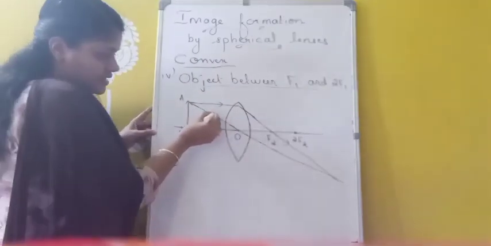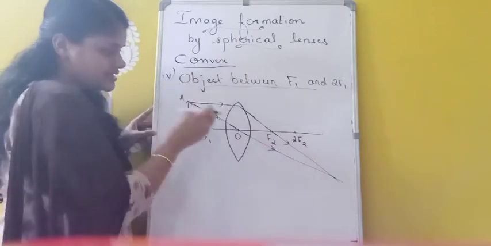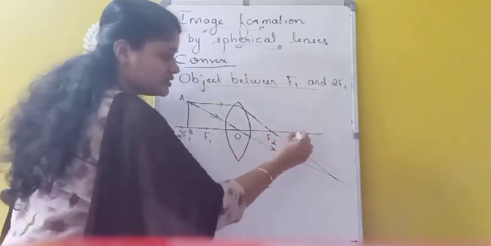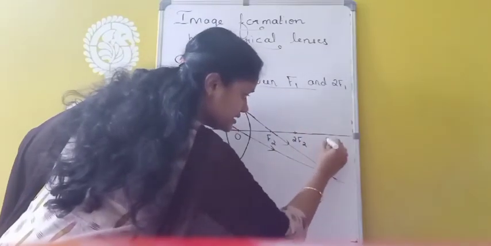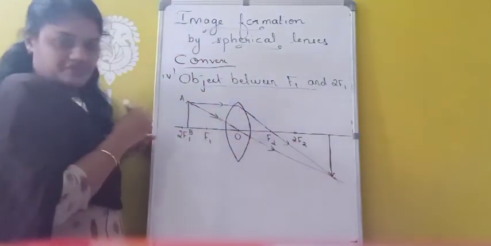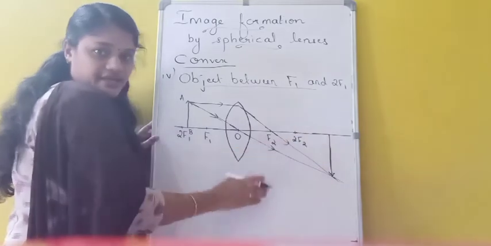Passing through optic center will not undergo any deviation. It is going straight like this. And both the light rays are meeting at a point beyond 2F2. That means this is 2F2, and beyond 2F2 both the light rays are meeting. So the image we are getting beyond 2F2. And we are getting the image below the principal axis. That means it may be an inverted image.